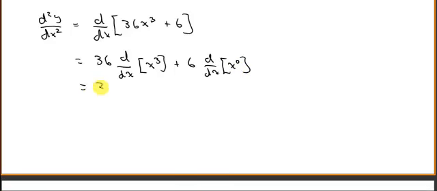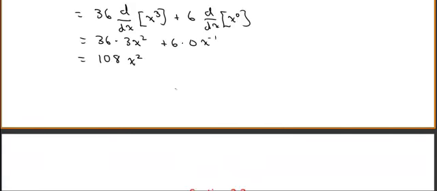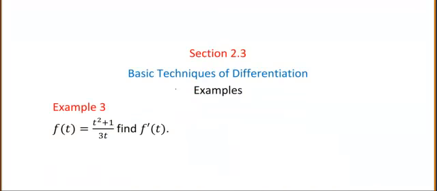And this would be 36 times 3x squared using the power rule, plus 6 times 0x to the negative first, again using the power rule, which is 36 times 3 is 108, 108x squared, okay, plus 0. So that would be the second derivative of that expression.